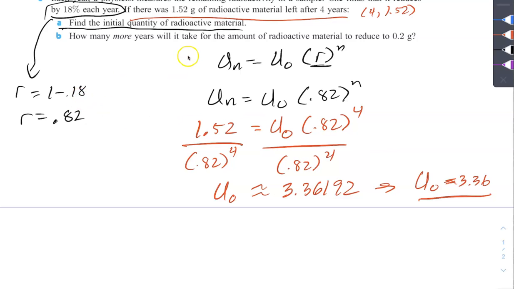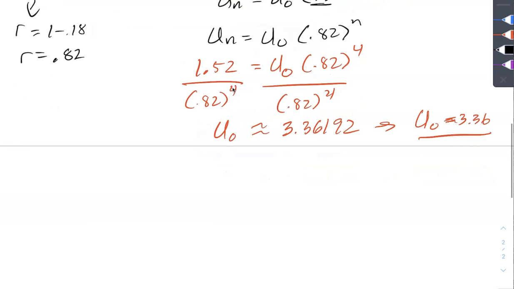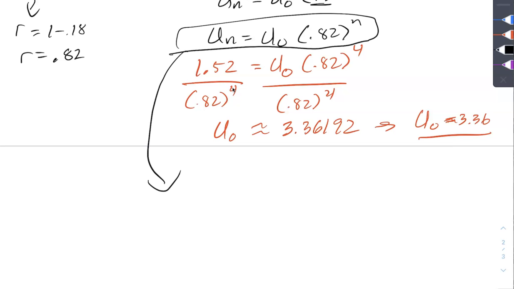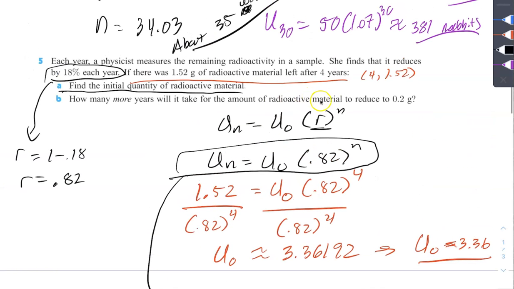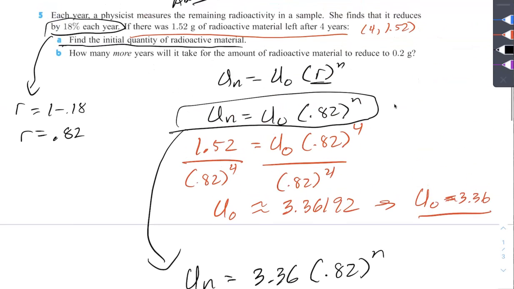Next question: how many more years will it take for the amount of radioactive material to reduce to 0.2 grams? So we want this part to be 0.2 grams. So I'll go back to my general equation. Well, kind of. I know what the U0 is now. So Un is 3.36 times 0.82 to the n. And I want this to reduce to 0.2, not 0.02, 0.2.